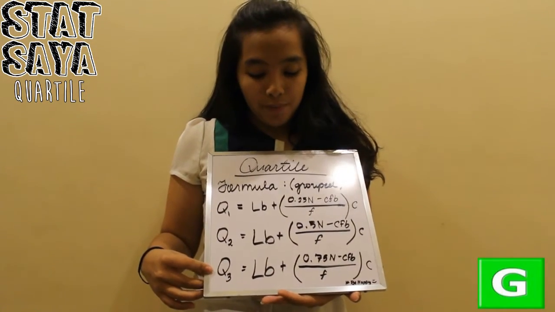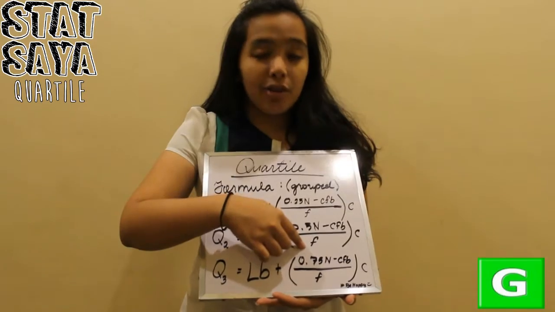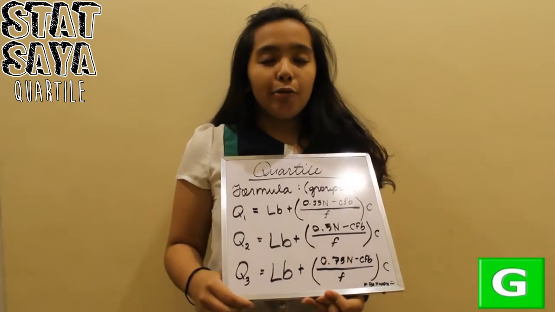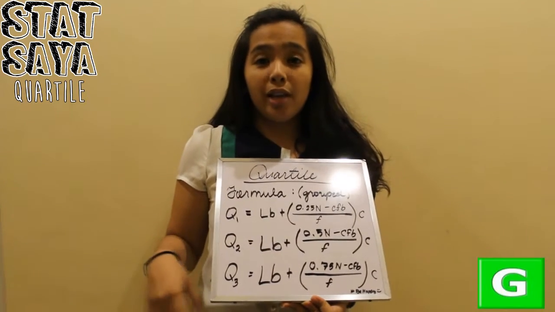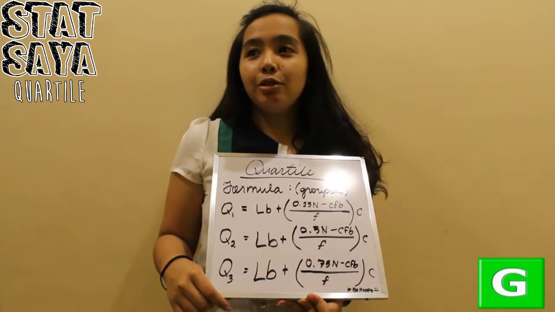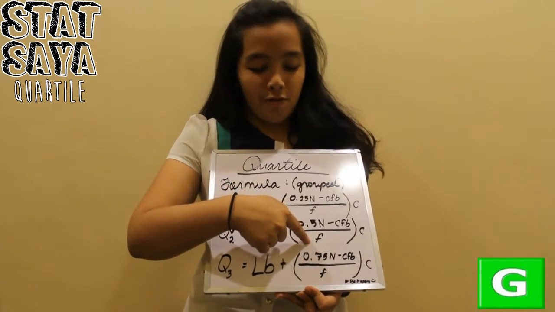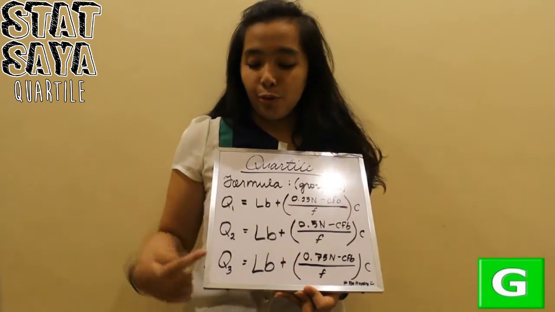For Q sub 3, 0.75 is used because for ungrouped data, the formula for Q sub 3 is 3n over 4. And 3/4 is equivalent to 0.75. That's why it is used for Q sub 3.